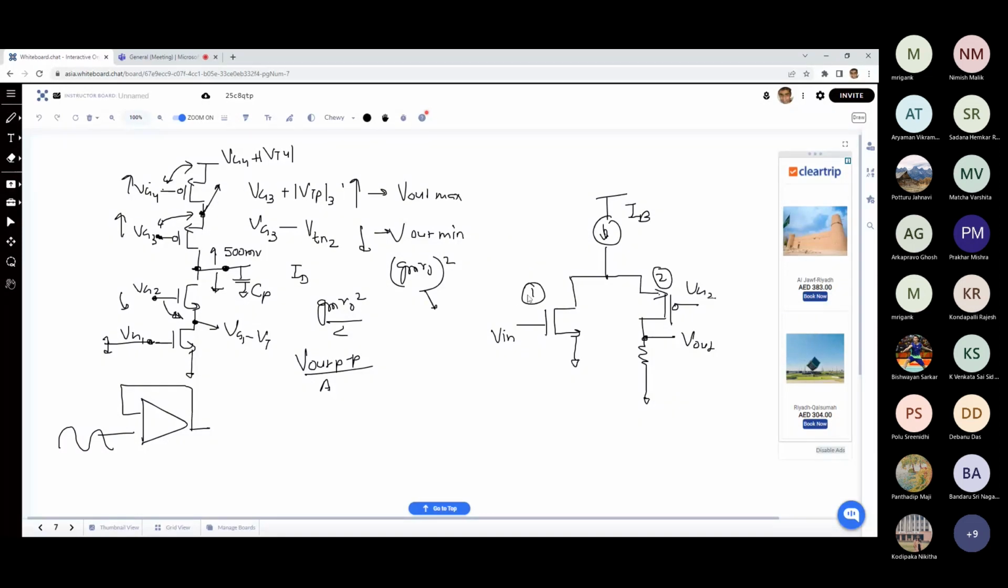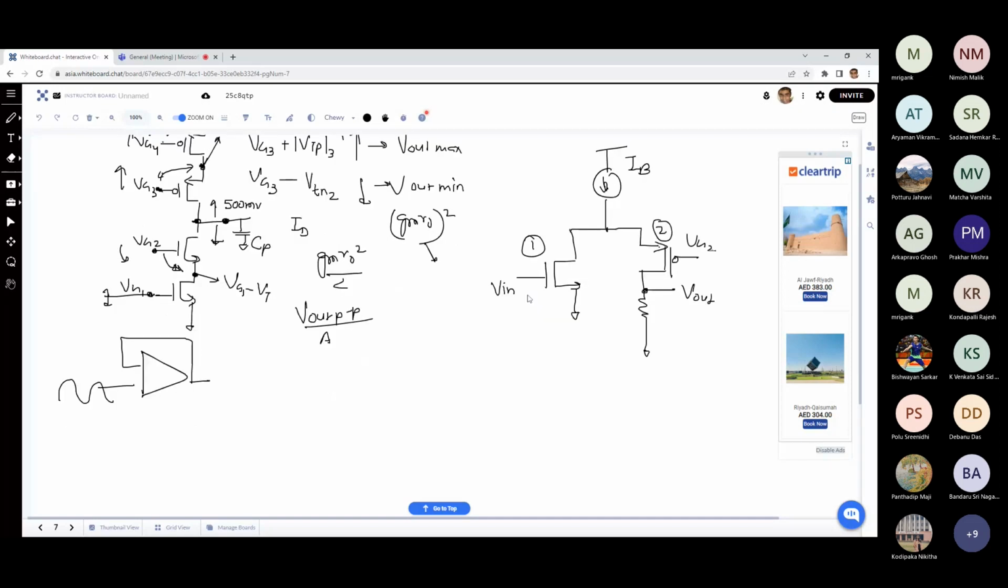In this circuit, what is the small signal gain? Without doing any small signal analysis, without even drawing the small signal model, what is the gain? Mentally, how do we calculate? It would be gm times R out. Sorry, gm times R load. gm times R load. Okay.